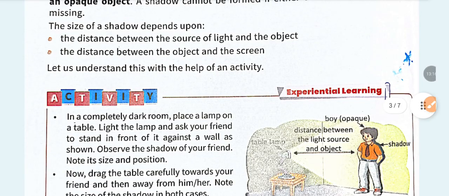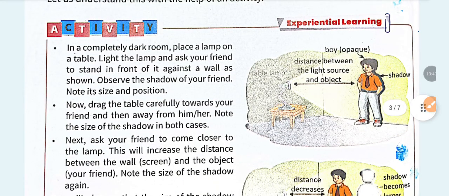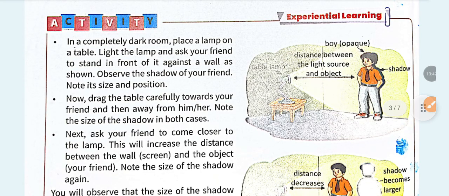Now let's see what the size of the shadow depends on. Well, it depends on two different things: the distance between the light source and the opaque object, and the distance between the object and the screen. Let us understand it by this activity.